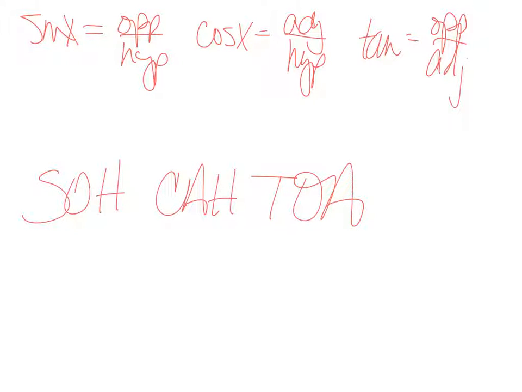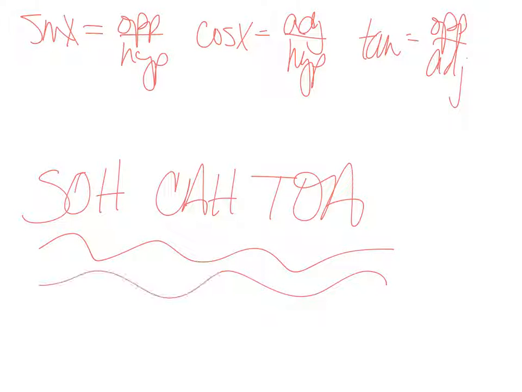Something you can remember is SOHCAHTOA. I'm sure we can come up with a chant or something, but if you just remember SOHCAHTOA, all that says is sine is opposite over hypotenuse, cosine is adjacent over hypotenuse, tangent is opposite over adjacent. SOHCAHTOA. I know, it doesn't mean anything, but it's how I've always remembered it. Cool? All right, let's move on.